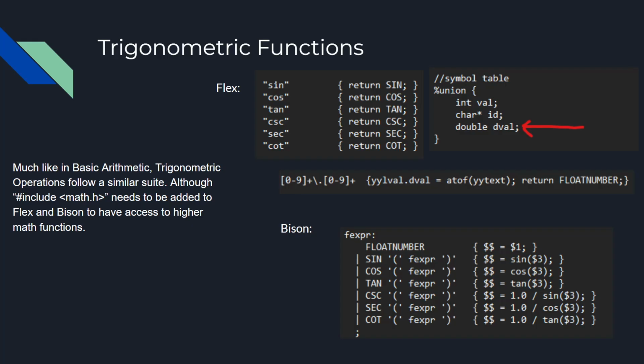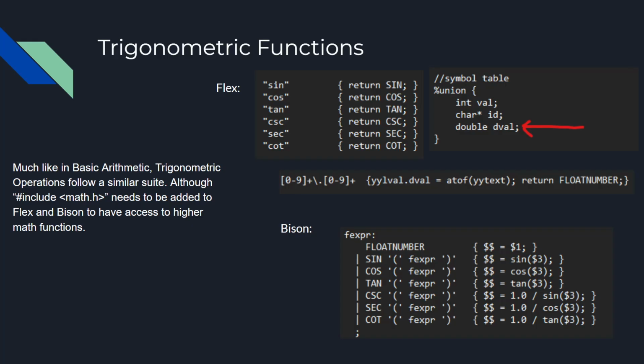Alrighty, so trigonometric functions work very, very similar to the basic arithmetics, with just a slight change. In these functions, both Flex and Bison need to have the math header included, since we're trying to achieve higher level functions. As you can see for Flex, we state the sine, cosine, tangent, cosecant, secant, and cotangent, all the same, very similar to what we did with multiplication, addition, divide, and so on.